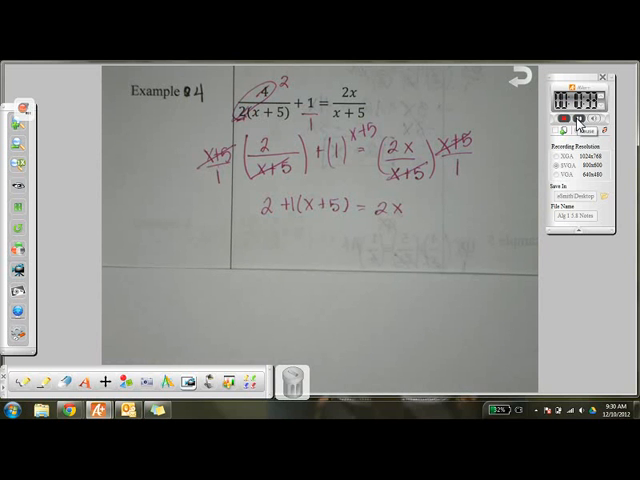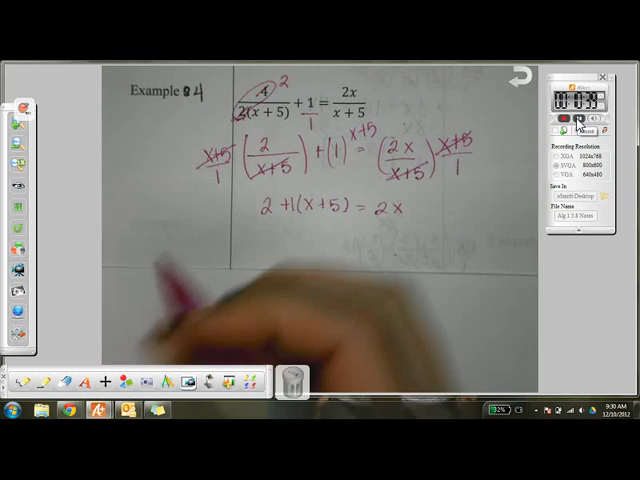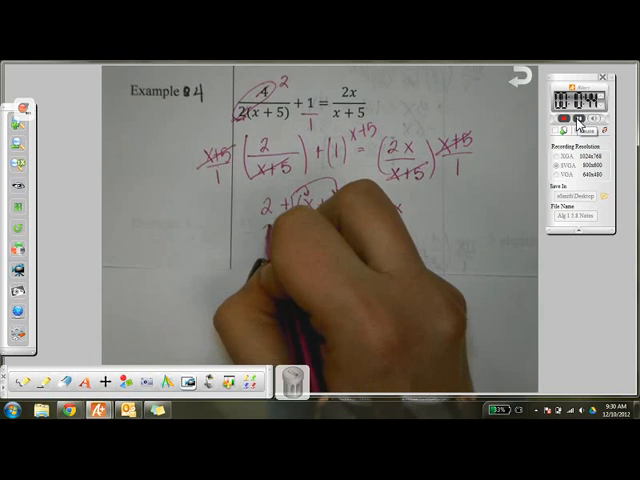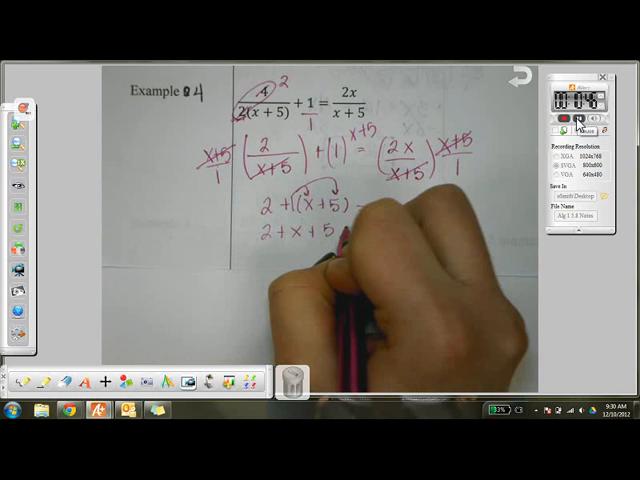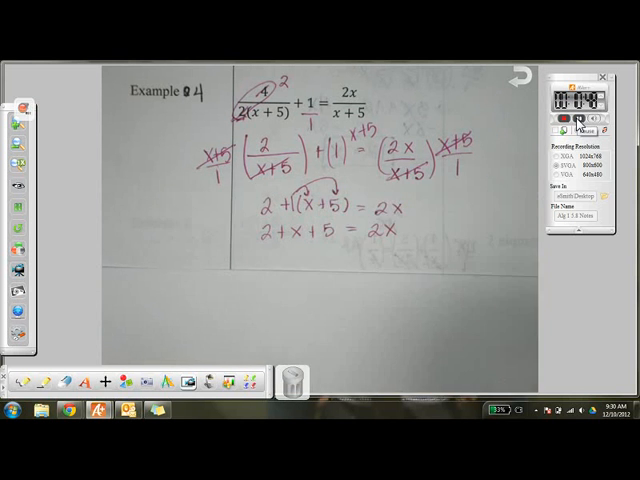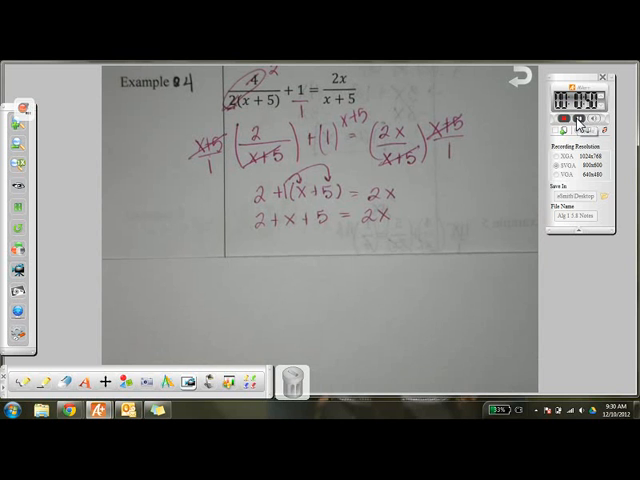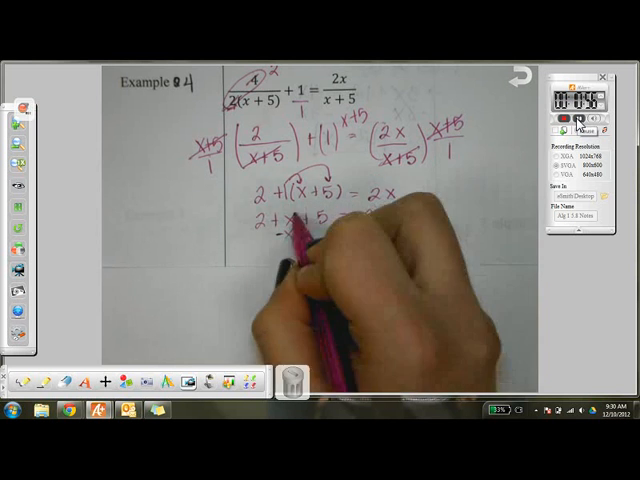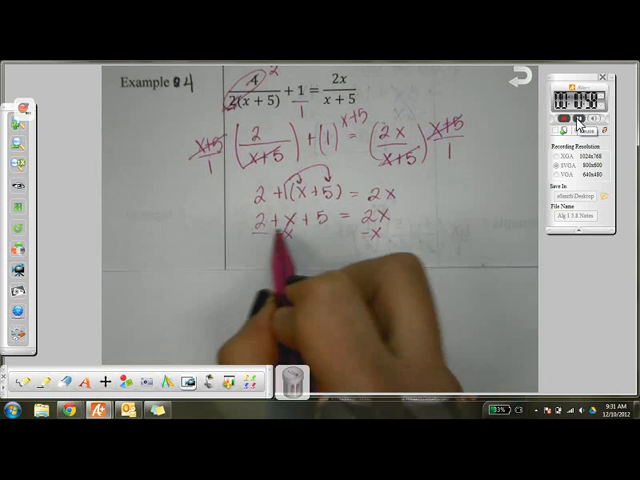What can I do to solve? Distribute the 1. So that gives me 2 plus x plus 5 equals 2x. Combine like terms, or we can subtract x and combine like terms in one step. Is everybody okay with that? So on the left I have 7 equals x.